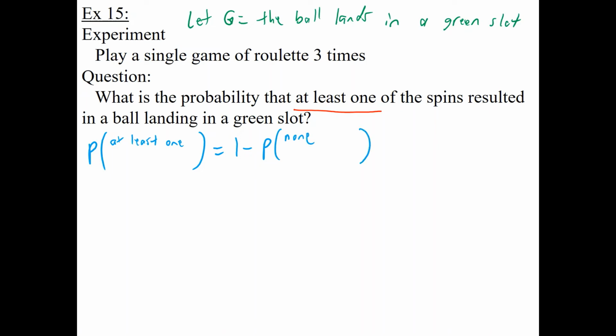Okay, and now what you're going to do is you're going to fill in the space with whatever the question says. It says at least one of the spins landed on green. So I'm just going to write at least one lands on green here. Whatever you put there, I want you to put in the other area that we left blank. So you can write lands on green.